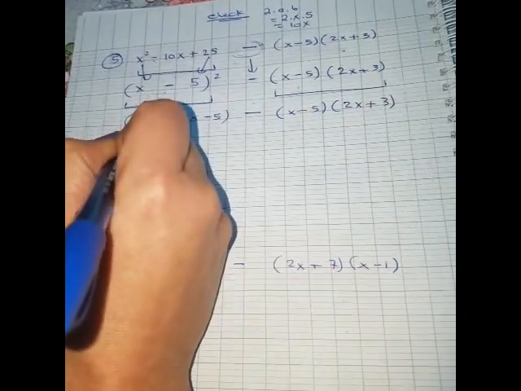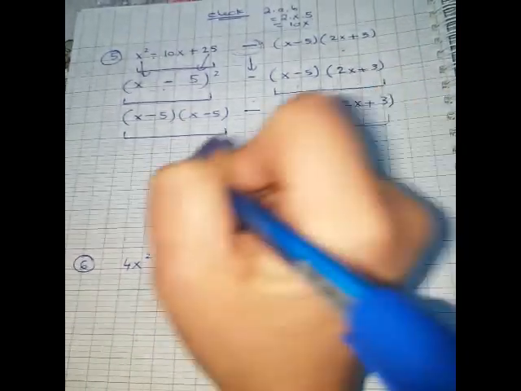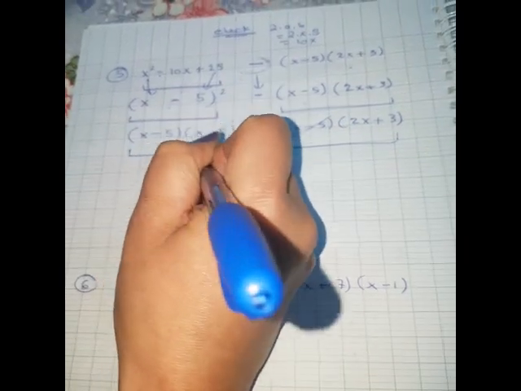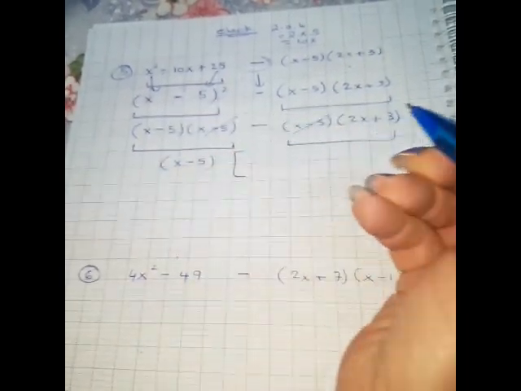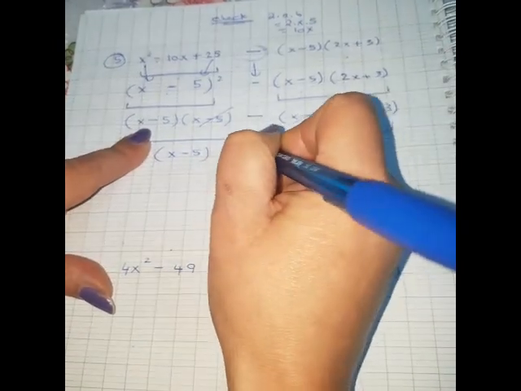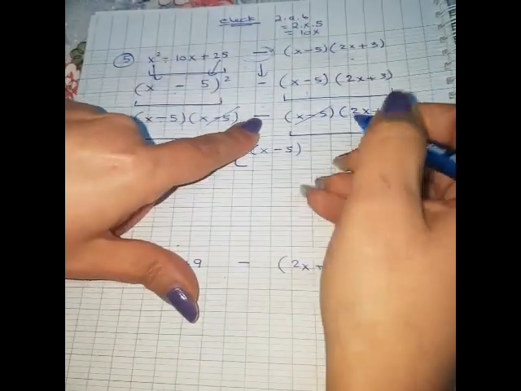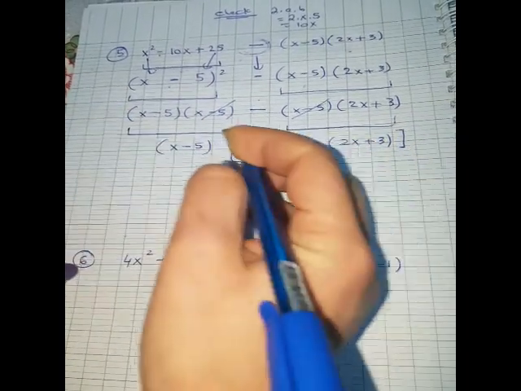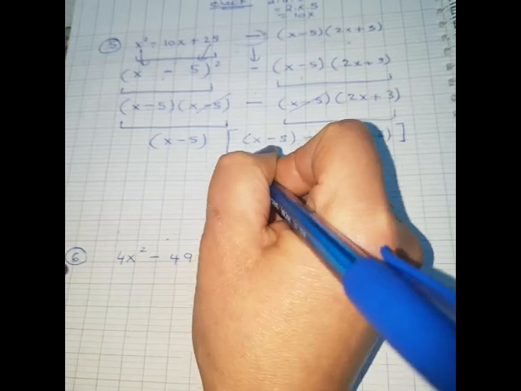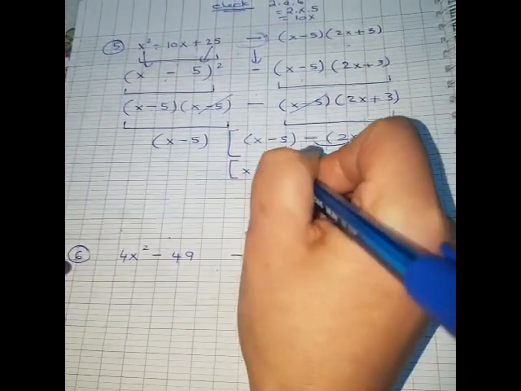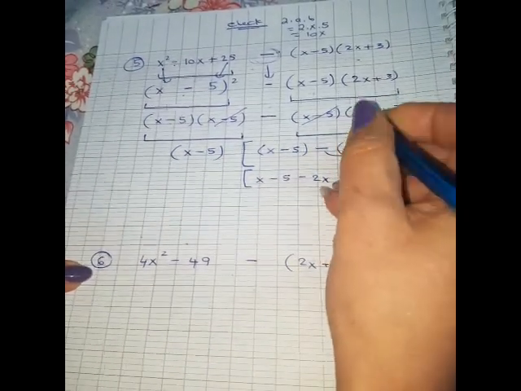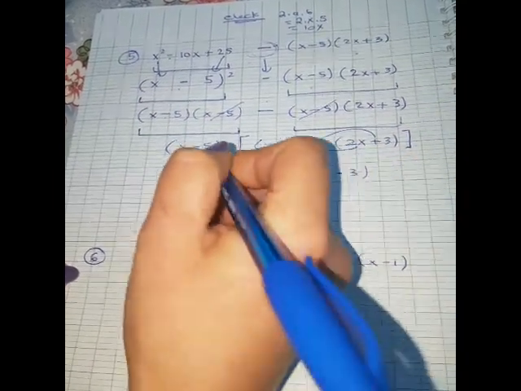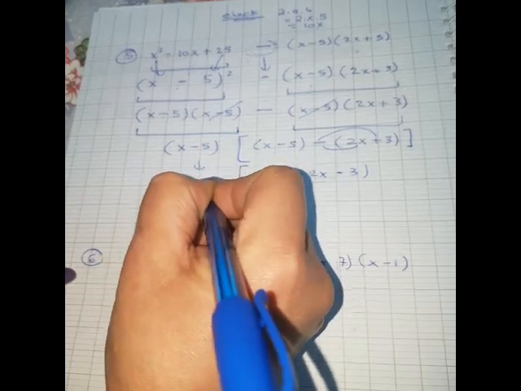How many parts is it? 1, 2. Two common parentheses. X minus 5, x minus 5. Bring it down. Open a big bracket. Start from left to right. X minus 5 minus 2x plus 3. And I start opening my bracket. X minus 5 minus 2x. I am distributing my negative sign. Minus 3. And I bring down my first parenthesis as it is.